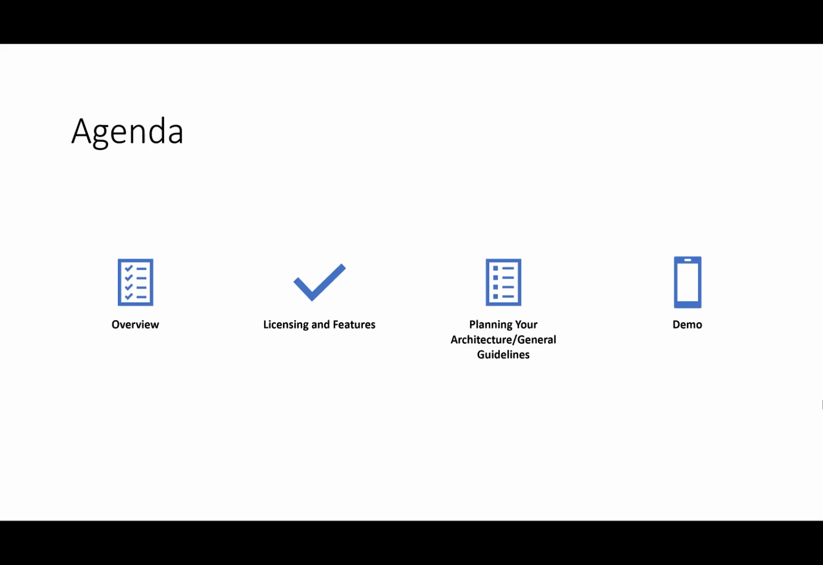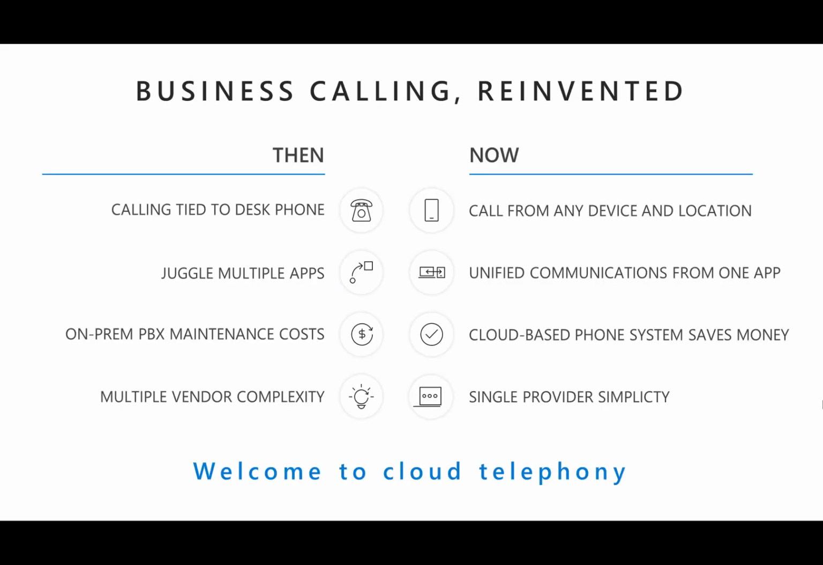This is going to be pretty big for the SMB space, and in this video I will be covering all the licensing, pricing, and features, the architecture guidelines that you should have when you're creating call queues and auto attendants, and then I'll be demoing this so you can see the admin experience and the end user experience as well. So in today's video, we're going to be going over the major features, licensing models, everything like that.